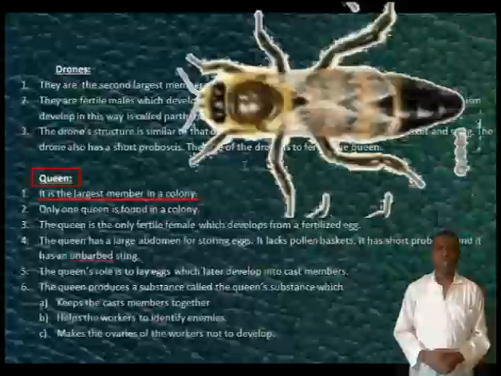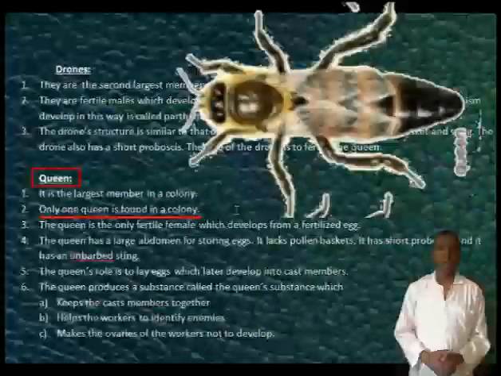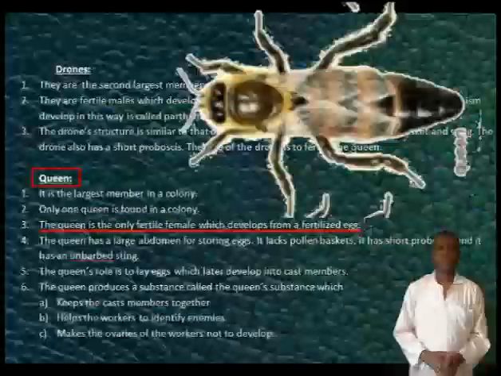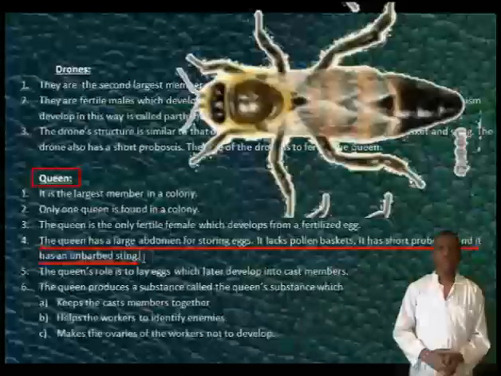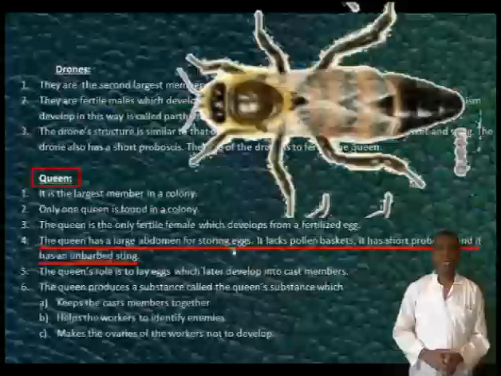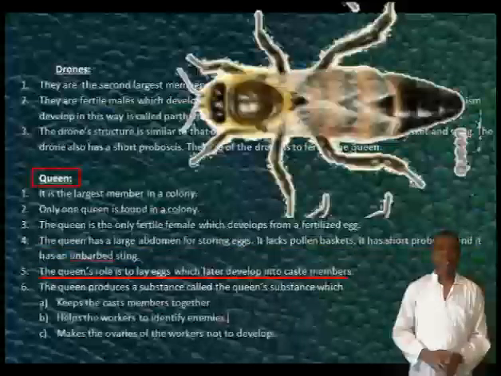Queen. It is the largest member in the colony. Only one queen is found in a colony. The queen is the only fertile female which develops from a fertilized egg. The queen has a large abdomen for storing eggs. It lacks a pollen basket. It has a short proboscis and it has an unbarbed sting. The queen's role is to lay eggs which later develop into caste members.